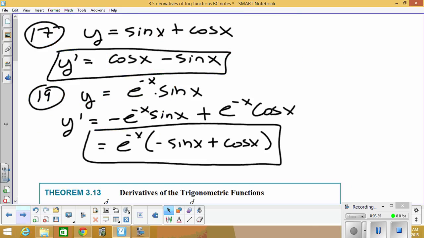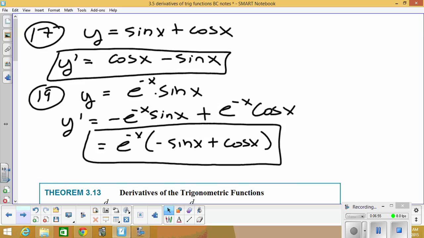So two examples from homework. Number 17, y equals sine x plus cosine x. And we just take the derivative of each using our limit laws. So we have cosine x minus sine x.